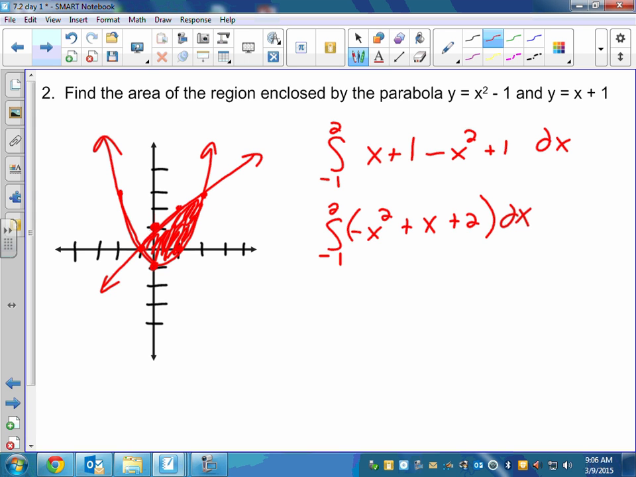The basic idea makes sense on this. Graph them, see which one's on top. If they don't give you bounds, you have to find the bounds. See which one's greater, I guess, is what we're looking for. And then it's just the fun part of integrating now, right?